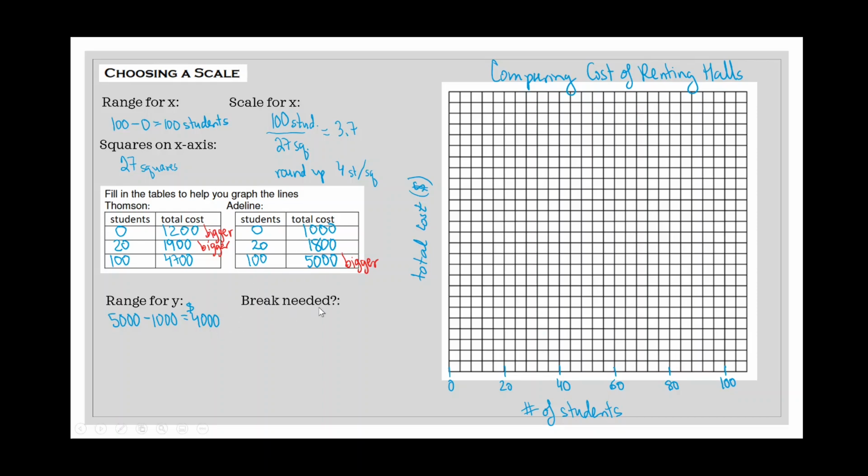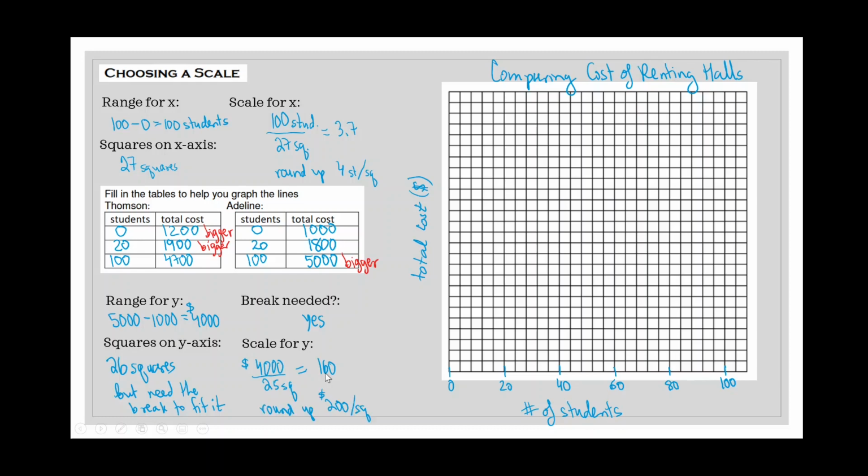Do we need a break here? Yes, we do, because the smallest number is nowhere near 0. The number of squares on the y-axis, there are 26 squares if you were to count them, but we will need one of the squares to fit the break in. So choosing the scale for y, we're going to take this range, 4,000, and divide it by 25 squares. That goes in evenly, 160. So 160 is awkward to count by, even though it's an even number. So we're going to round up and say every square is going to be worth $200.